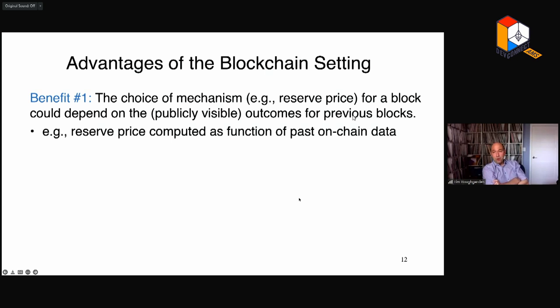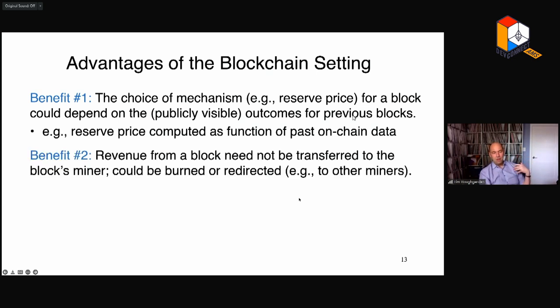So there's a tremendous opportunity for a mechanism to take advantage of the past, meaning auctions that already took place for previous blocks in the longest chain, to influence the way you run the mechanism right now for the current block. Maybe the most natural idea here, which is what EIP 1559 uses, is a type of reserve price that's a function of what's happened in the past. The second thing, which is unusual in the blockchain setting, is that you have such programmatic control over the flow of payments.